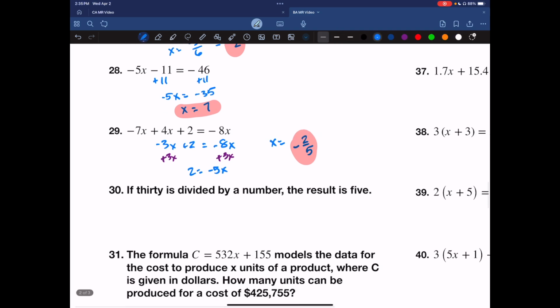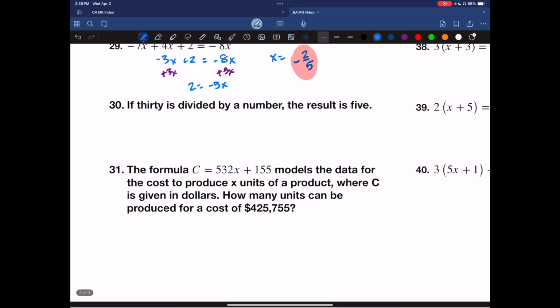Number 30. If 30 is divided by a number, so 30 divided by x, didn't have to be x, but we're going to use x, the result is 5, so equals 5. Once again, it doesn't tell me to find the number, but I can clearly work this. So let's work it. X is in the bottom. I can't have it in the bottom. I'm going to multiply everything by x to get it out of there. So that's going to be 30 equals 5x. And now to get x by itself, I'm just going to divide by 5, so that's going to be 6.